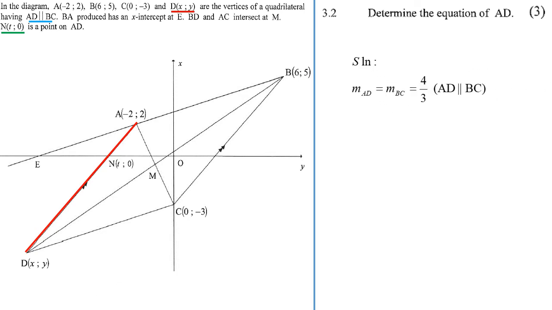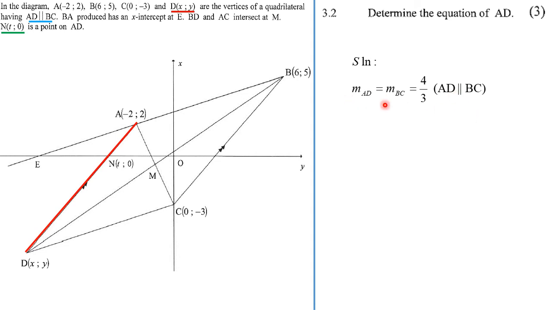How do we start? The solution is very simple. We are not going to calculate. We are going to use the principle, what we know about parallel lines, to say the gradient of AD is equal to the gradient of BC. And we have already calculated the gradient of BC in 3.1, which is 4 divided by 3. And you should put your reason inside the brackets because you can't just say this is equal to 4 divided by 3 without any reason.